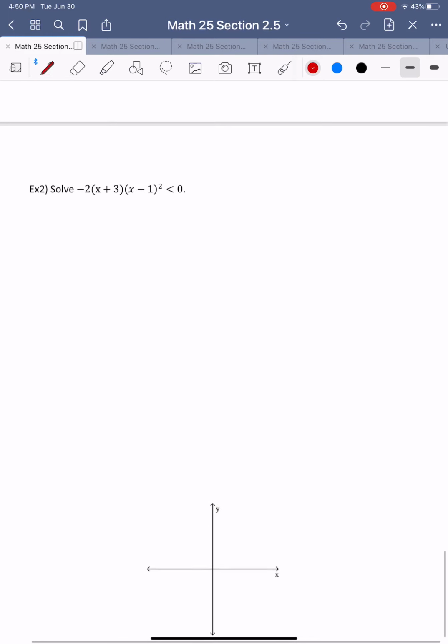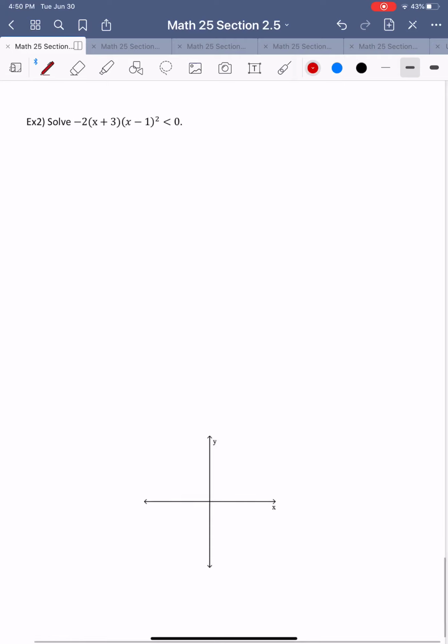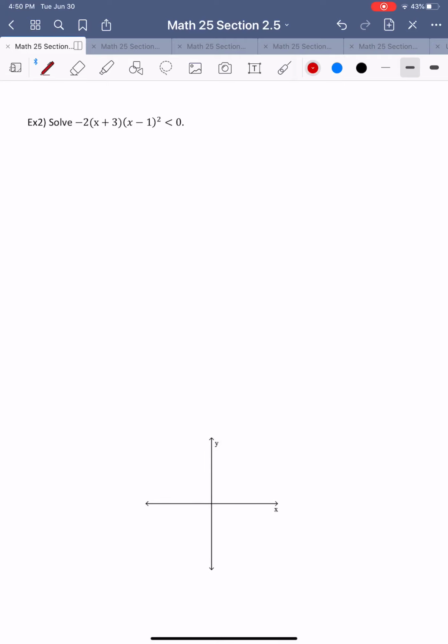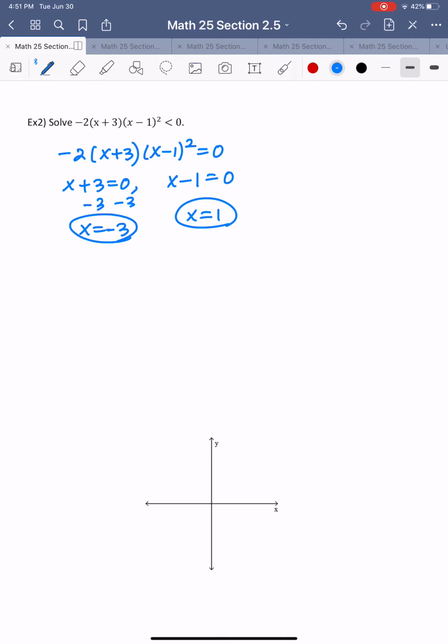Alright, let's try one more. The good thing is, the next problem is already in factor form, so you don't need to worry about factoring. So I found the zeros here. If you set it up, negative 2x times x plus 3 times x minus 1 squared equals 0. So the zeros are x plus 3 equals 0 and x minus 1 equals 0. One is negative 3, the other one is 1. Negative 3 has multiplicity 1, and 1 has multiplicity 2.